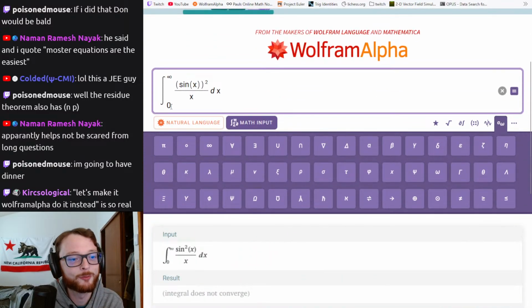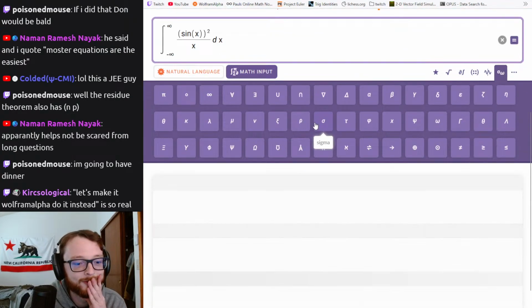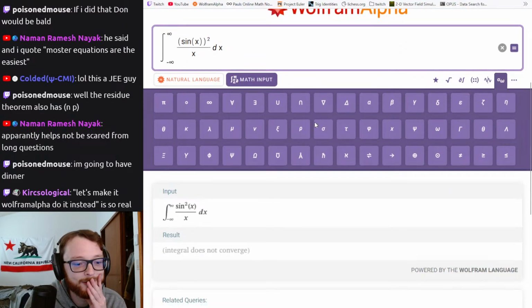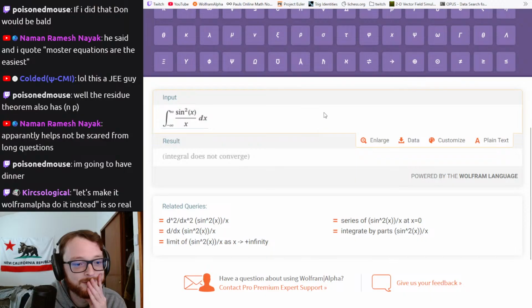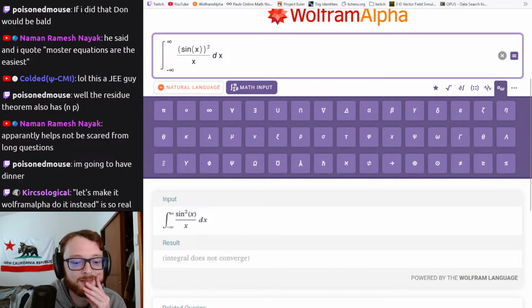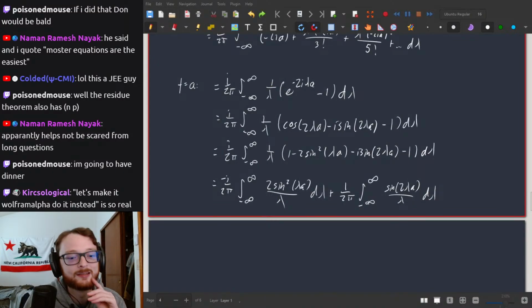Let's make it Wolfram. I'll do it instead. Yeah. That doesn't converge, but I didn't fix the bounds. Does not converge. Really? I hate this.